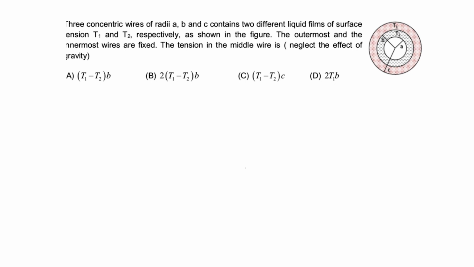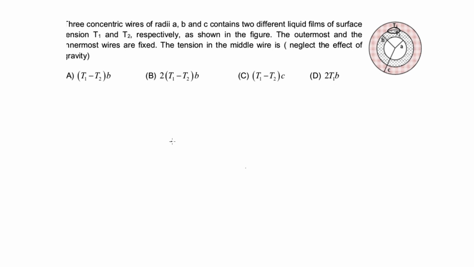Let's solve this one. Three concentric wires of radii A, B, C contain two different liquid films of surface tension T1, T2. As shown in the figure, the outermost and the innermost wires are fixed. What is the tension in the middle wire? Now it is asking for the tension in the wire. So I cannot find the tension in the wire if I draw the free body diagram of the complete wire. So I should draw this part or section of the middle wire. So this is the middle wire and I will take a small section on the middle wire.